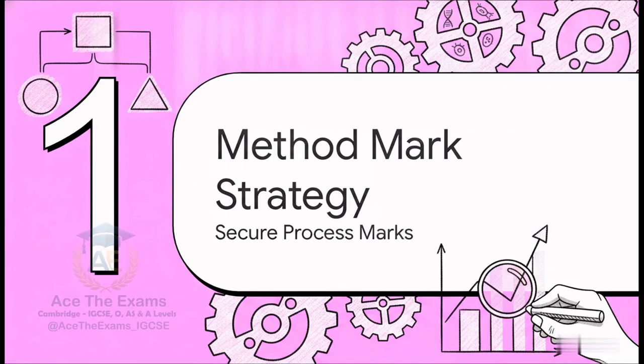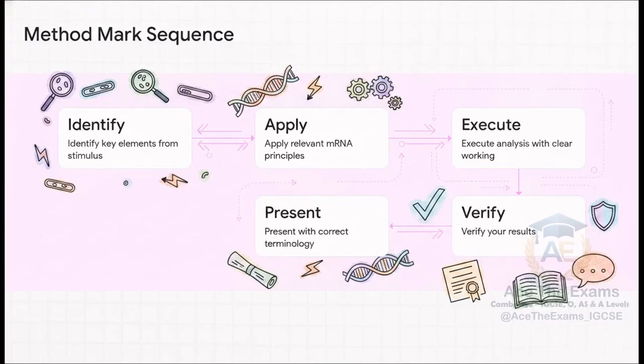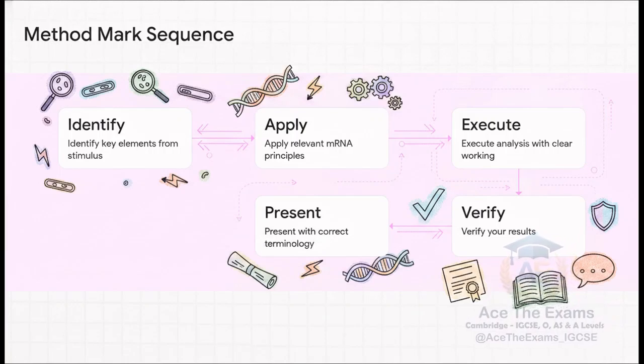Section 1. The Method Mark Strategy. Secure process marks. Let's move on and see how this builds, because this strategy is essentially the secret code to Cambridge's mark schemes. You are heavily rewarded for your systematic process. To secure every single process mark, you've got to follow these 5 steps systematically.